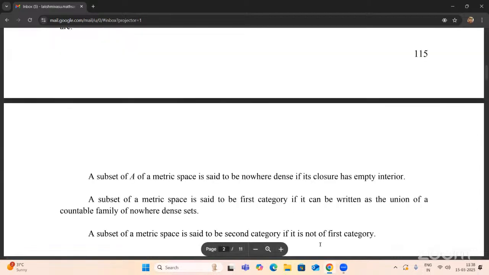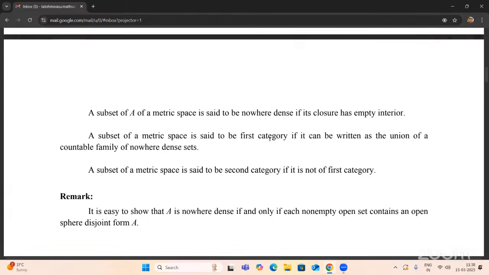A subset. What is the first category and second category? Before that, what is nowhere dense? A subset of a metric space is said to be nowhere dense if its closure has empty interior. The empty interior of the closure is called nowhere dense, for a subset of a metric space.